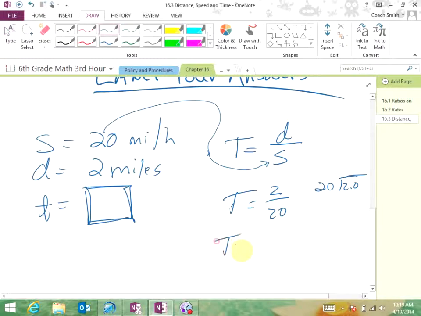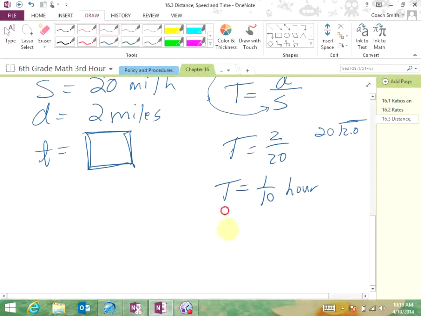1/10. So time is equal to 1/10 of an hour. Okay? Well, what is 1/10 of an hour? No, what is 1/10 of an hour? Treston? 6 what? Yeah, 6 minutes. So time is equal to 6 minutes. In other words, I go 20 miles in 1 hour.